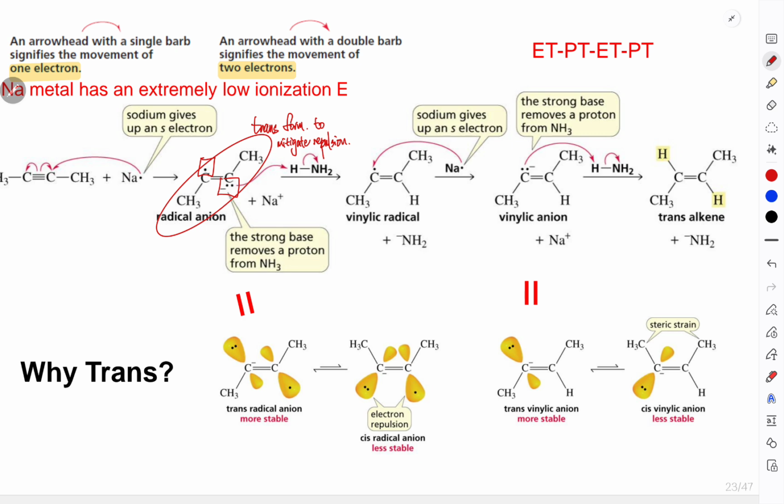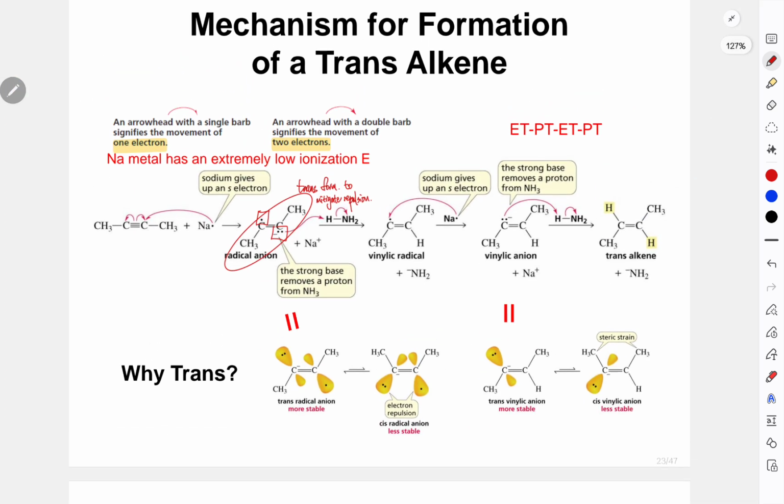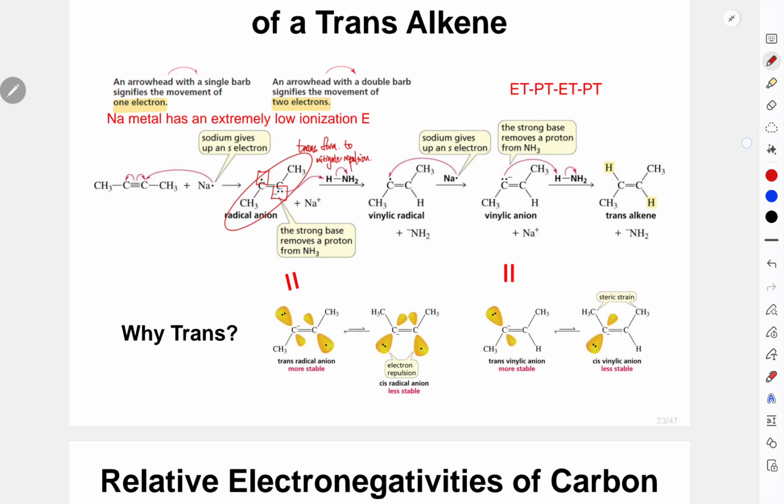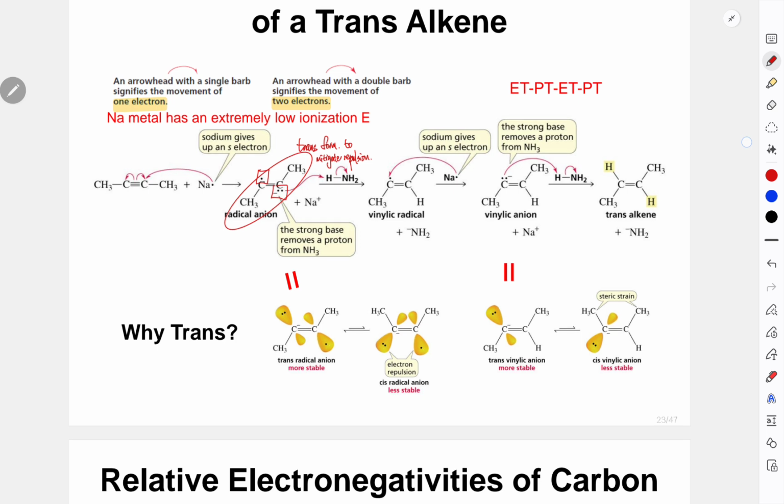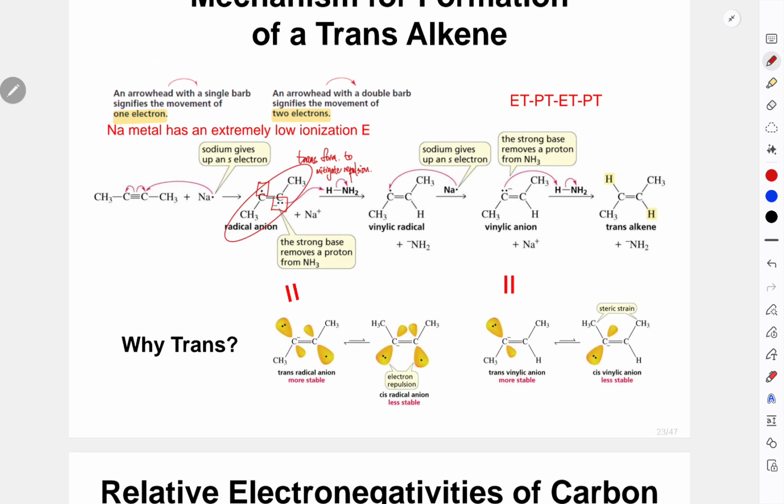And this is the structure of the vinyl anion, and you can rationalize why trans is preferable again. If you have the cis form, then there's still repulsion in this case between two methyl groups. But if you have trans, then there will be no steric repulsion between these two methyl groups. So this one is preferable. That's why you have the trans form as well. And the last step is the last PT, the proton transfer step. And then again, ammonia is serving as a proton donor, and as a result, you will get the final trans alkene.